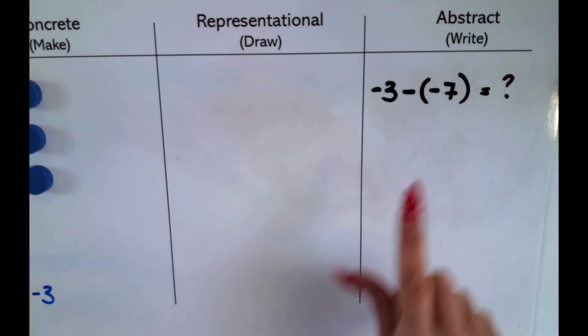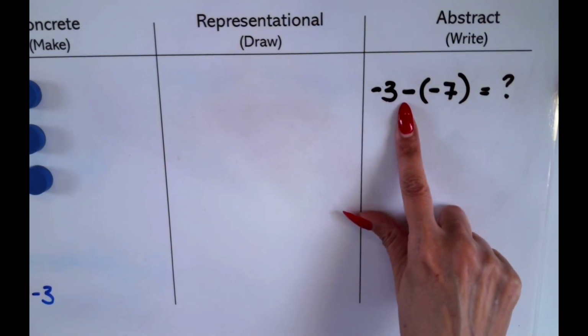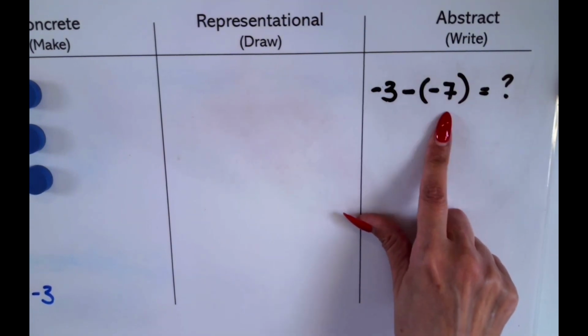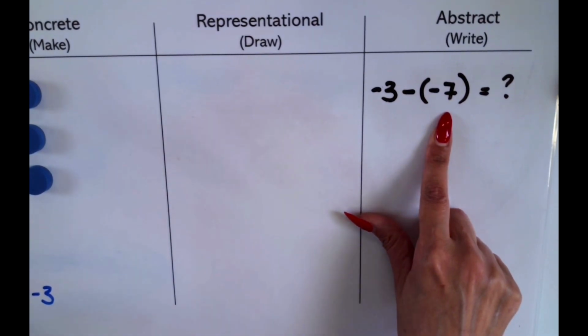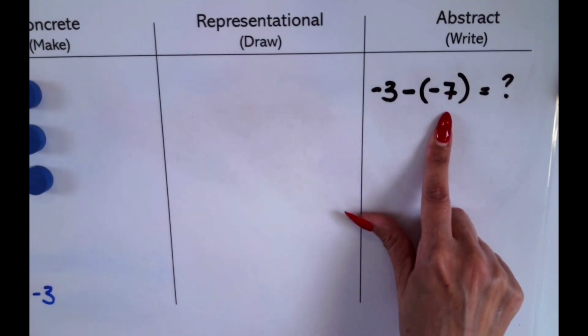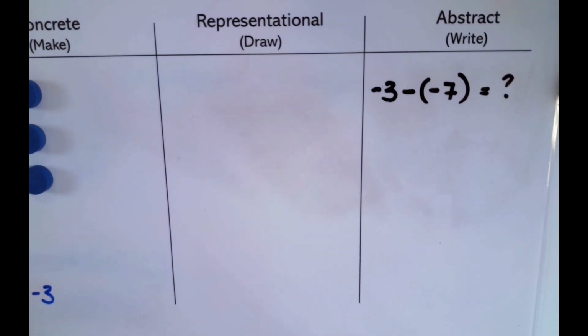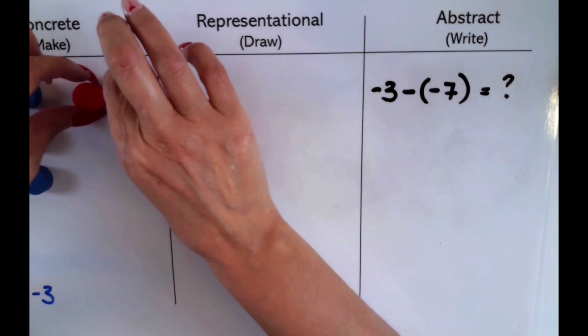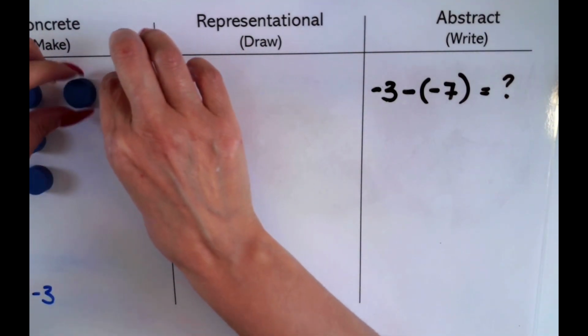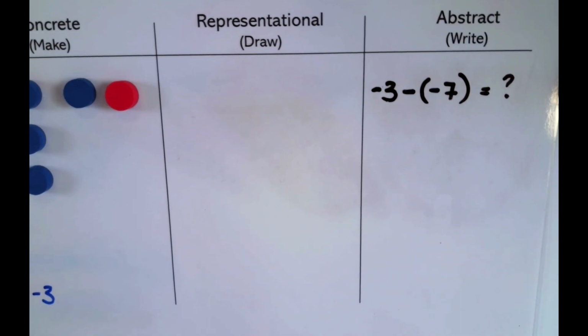So here it tells us that we want to subtract -7 counters, but we've only got 3 negative counters here. So we don't have enough to subtract 7 counters, 7 negatives. So here is what you're going to do. Now, remember I said to you that a positive and a negative make 0.